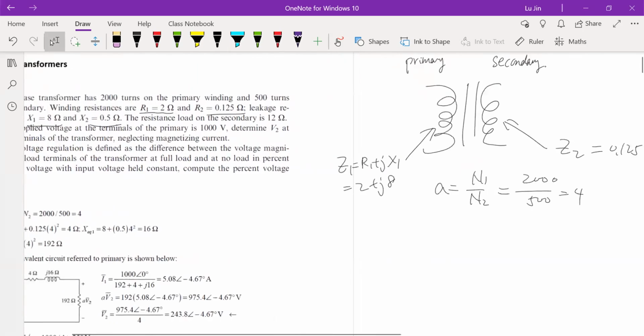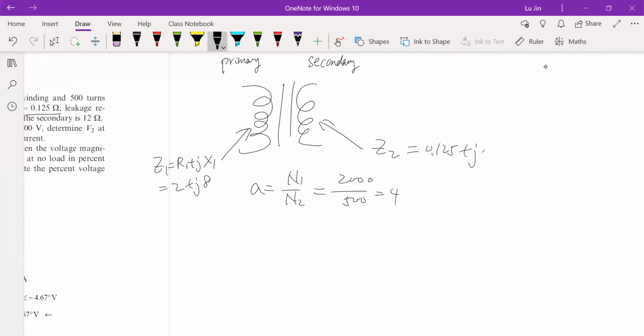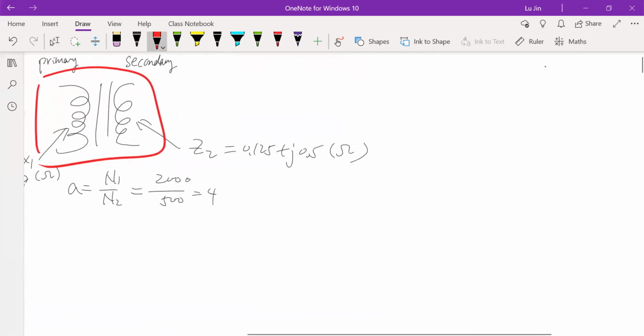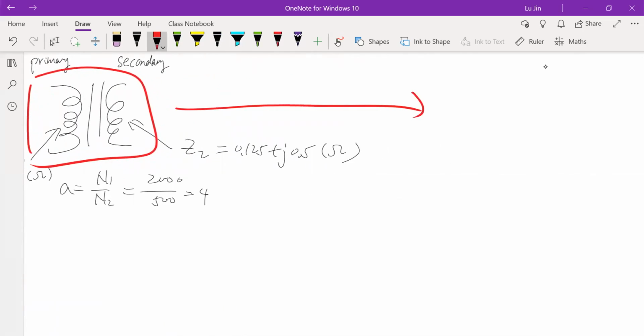0.125 and 0.5. Okay, so ohms. This is just ohms. This is just information we have. But normally, we want to translate such a diagram into another style, which is easy for us to analyze.